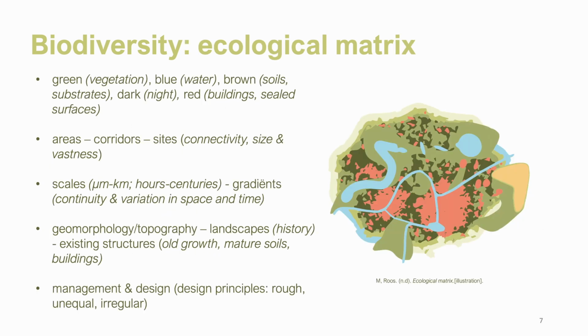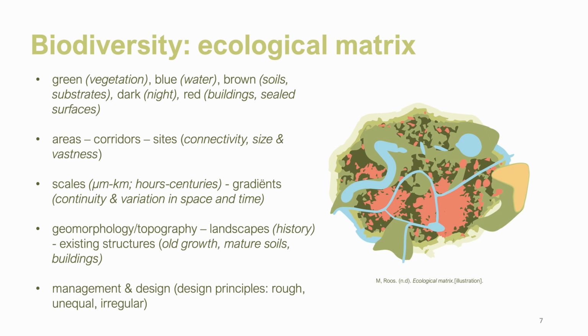And then we have to think of a city as an ecological matrix made of all kinds of structures, green structures, blue structures, brown structures, dark structures for the night-dwelling organisms, but also the buildings and the sealed surfaces are part of this ecological matrix. This matrix we can also adjust to be more open for the requirements of biodiversity. This matrix consists out of areas where animals can reproduce and out of corridors to move from one side to the other. It also contains sites where they can rest or sit or perch.